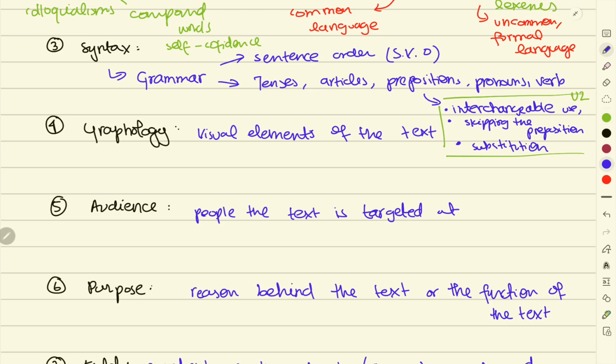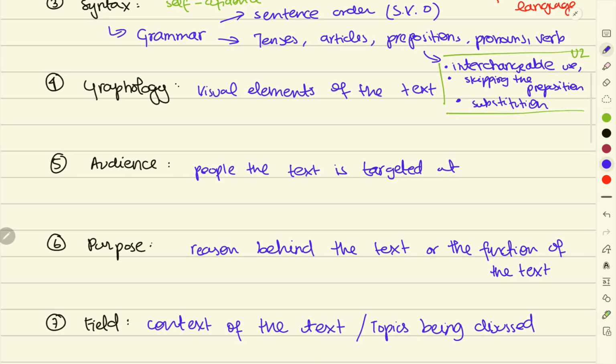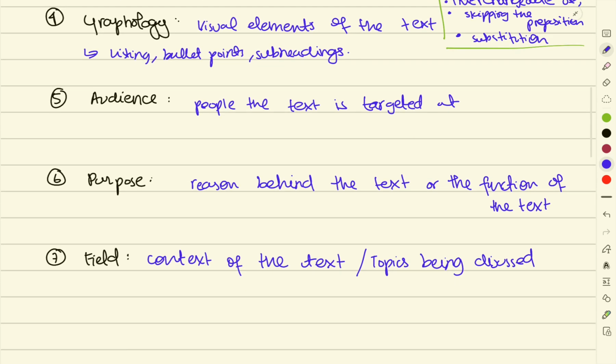Moving on to graphology. Graphology is the visual elements of the text. So it's what visual elements the author has used, maybe listing, bullet points, and subheadings. These are like easy marks. If you can compare the graphology of two different texts, you can check off a marking scheme point in your answer.